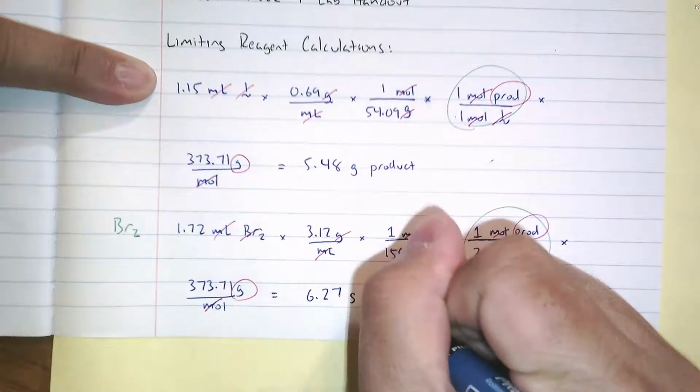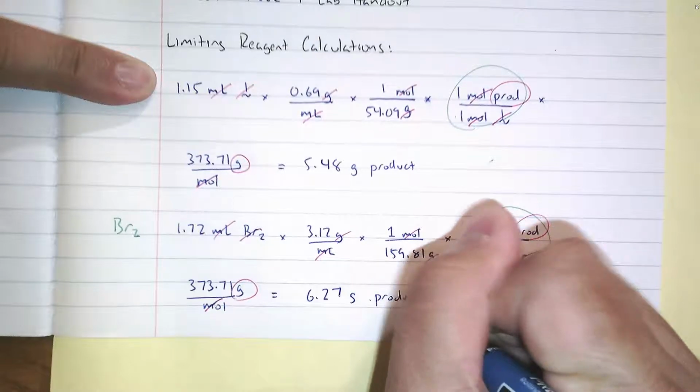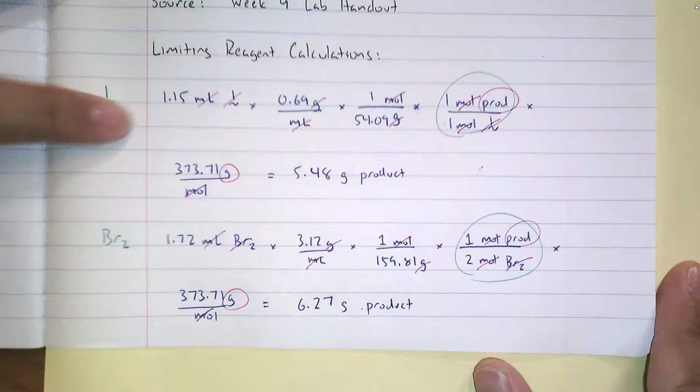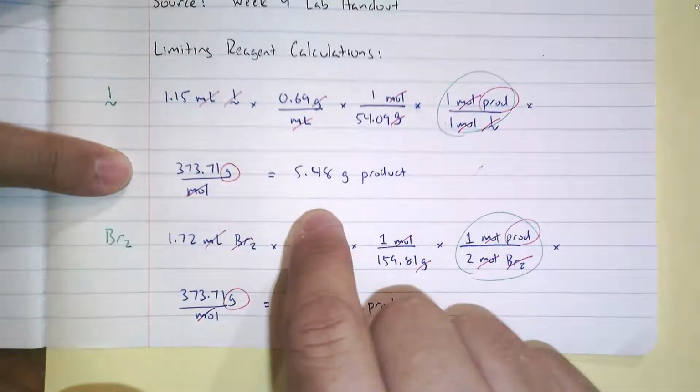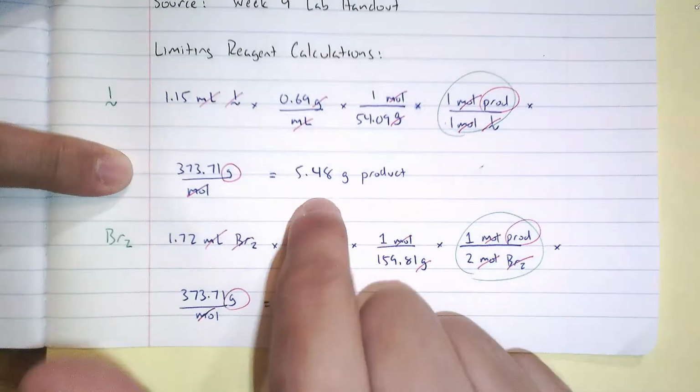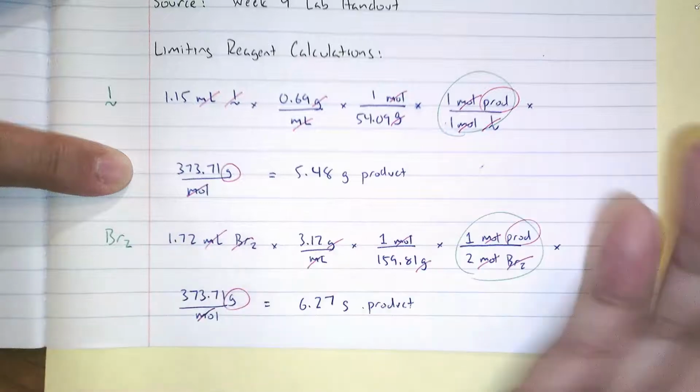6.27 grams of product. Okay. One of these is what's called the limiting reactant, and you're going to pick the reactant that gave you the less product. You know why that is?